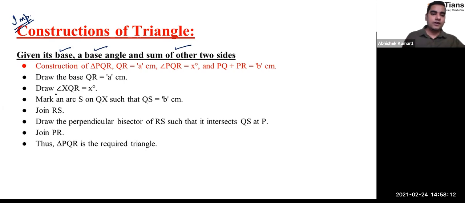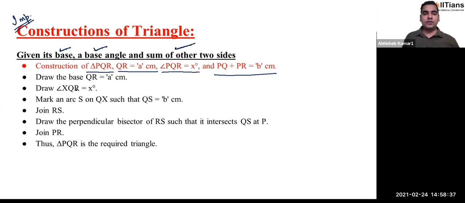So we have to construct a triangle PQR. In triangle PQR, you are provided the length of QR, which is equal to a centimeter. You are provided angle PQR, that's equal to x degree. We don't know what x is. X could be any angle. And PQ plus PR, the sum of the other two sides, is provided to be b centimeter. And that's exactly what this topic says, isn't it?